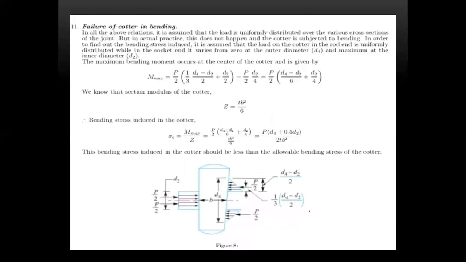Next, failure of the cotter in bending. Bending happens whenever the pressure is more, or the load acting is more; automatically you get bending in the cotter. Therefore, the bending moment occurs at the center of the cotter and is given by M max equal to P by 2. This is a formula. You can see these formulas in the design data book, or you have to learn them by heart.